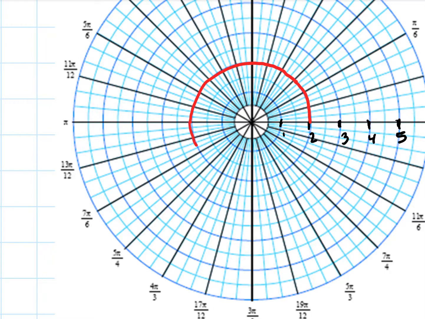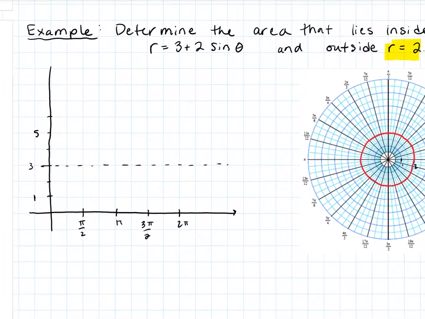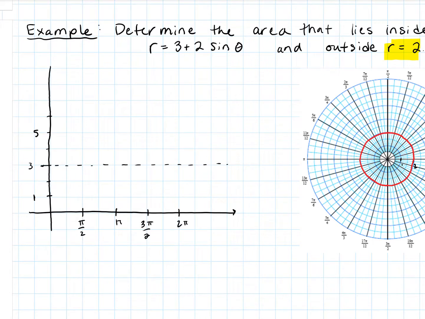Just a circle of radius 2. So then what is my other curve? Well, let's see. If we have 3 plus 2 sine of theta, we are going to have a curve that looks something like this. Let's do it in red over here on the polar curve.